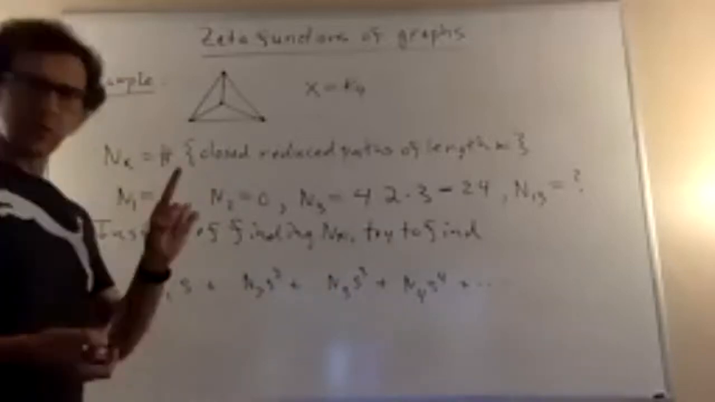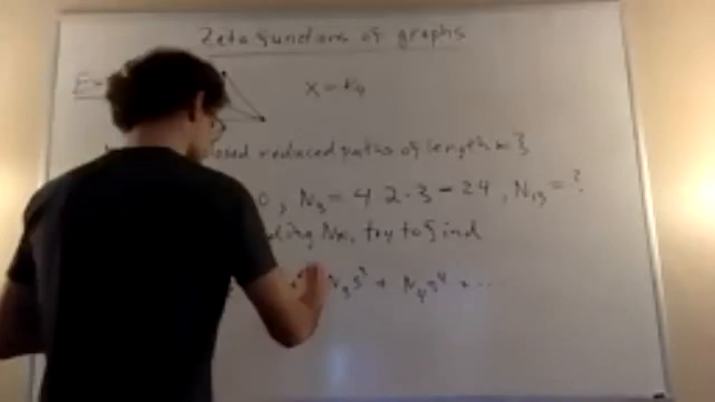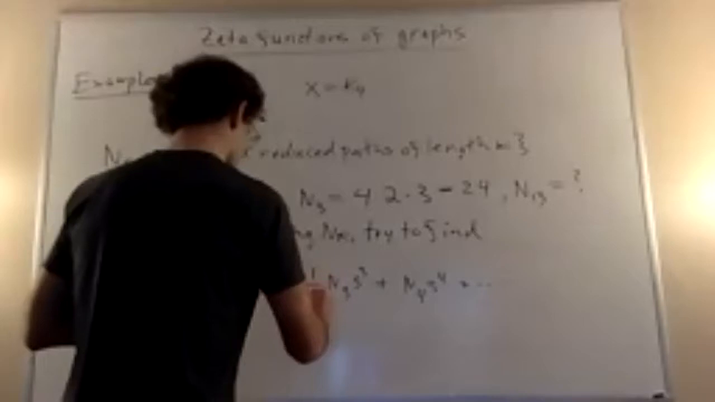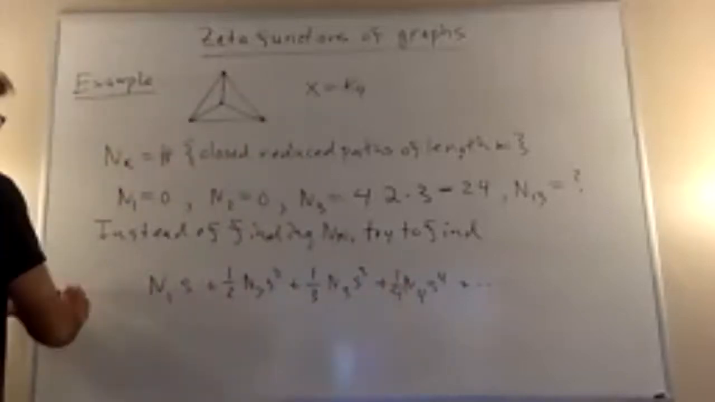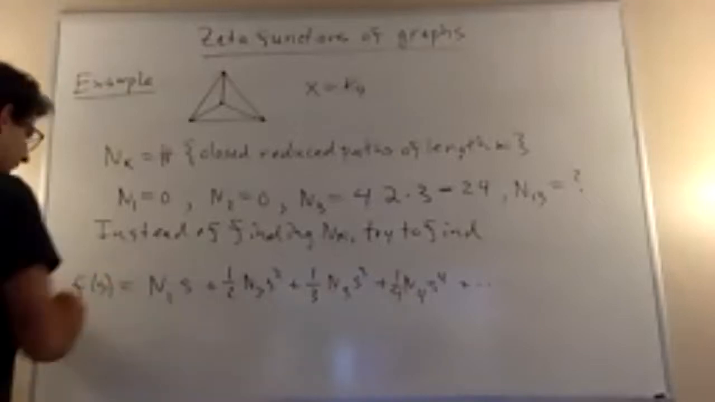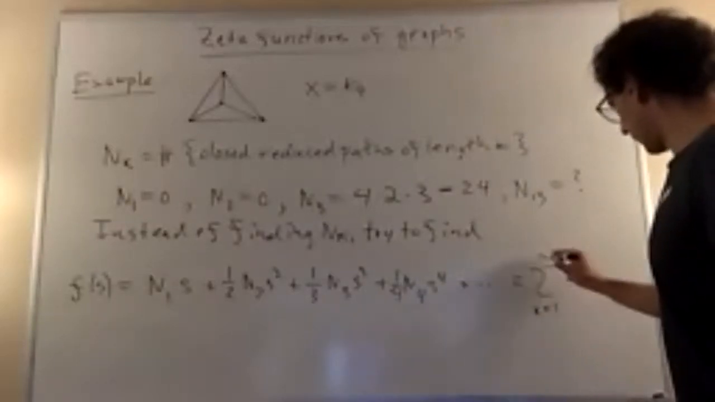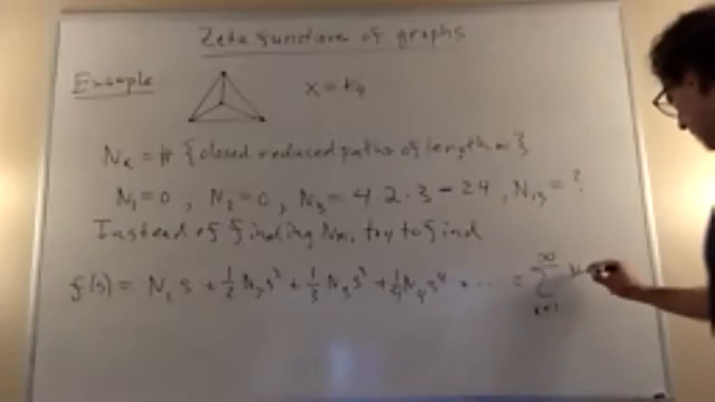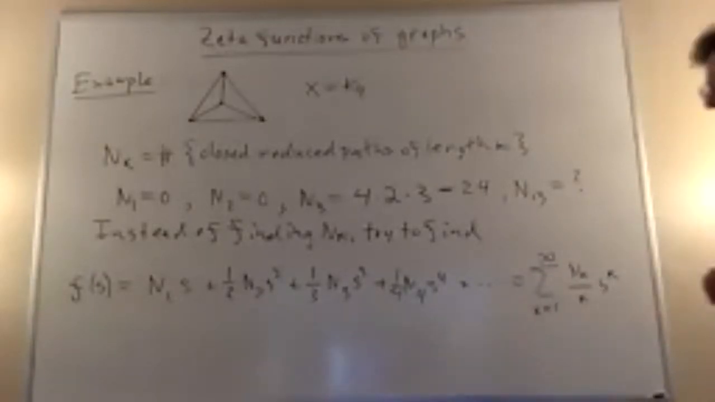Okay, well, I know how this generating function works. So to get a good answer, what I'll actually do is put a 1/2 here, a 1/3 here, a 1/4 here, and so on. And I'll call this function f of s. So this is the sum from k equals 1 to infinity of N_k over k, s to the power of k. Now I'm going to do a fairly long calculation to explain how to find this function.